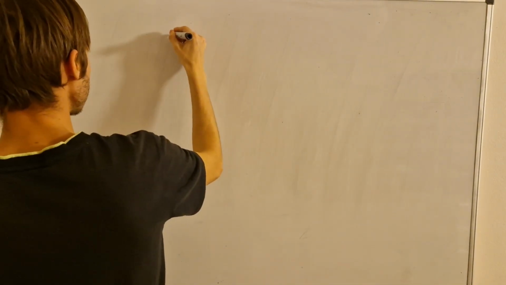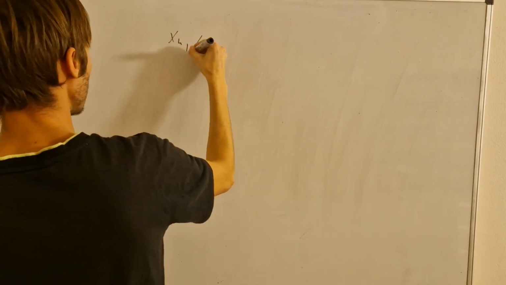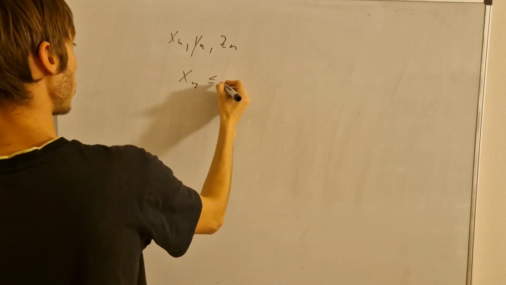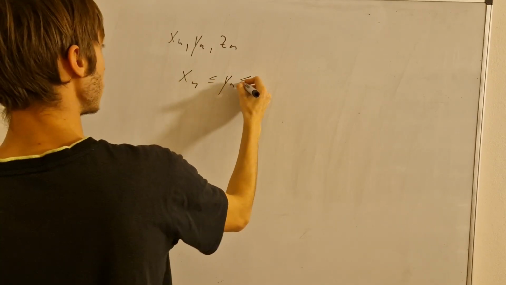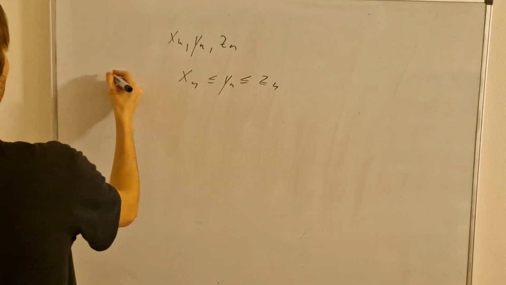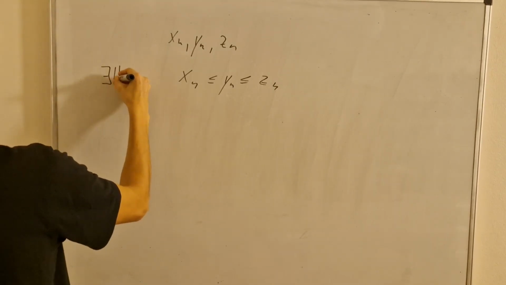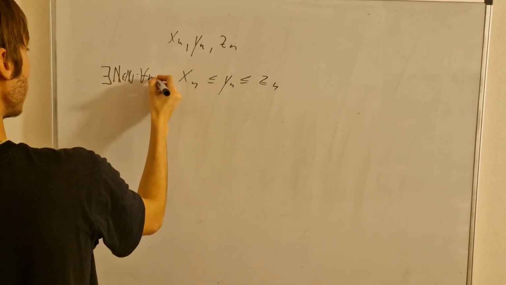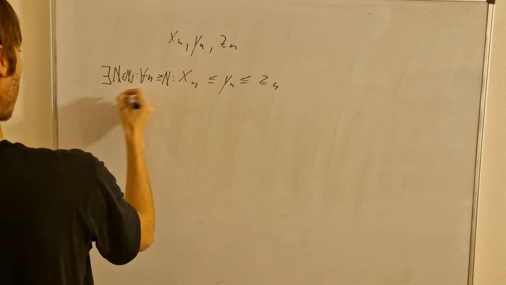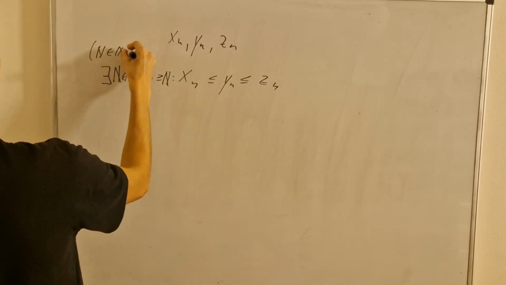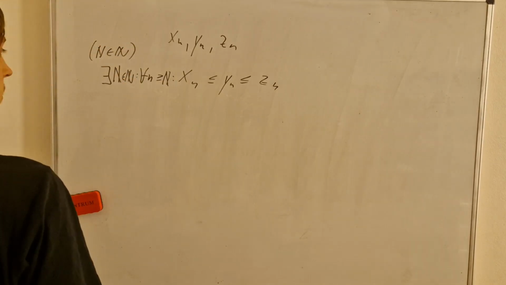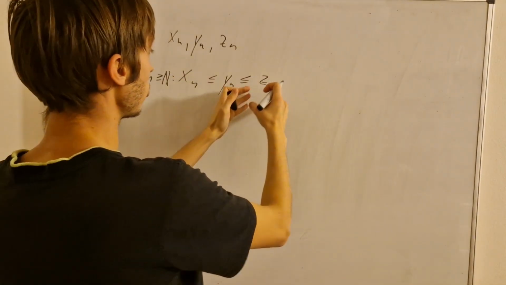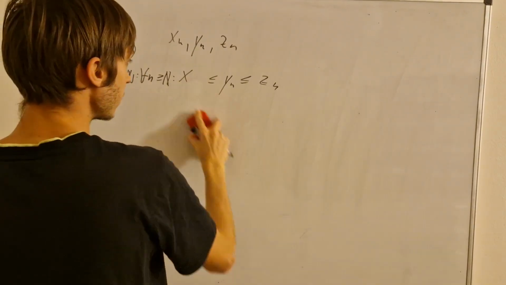If we have three sequences, xn, yn, zn, then if xn is smaller or equal than yn is smaller or equal than zn, and there exists first of all some capital N in naturals, such that for every n that's beyond it, xn is smaller or equal than yn is smaller or equal than zn. This is not 4, this is n, these are n's.